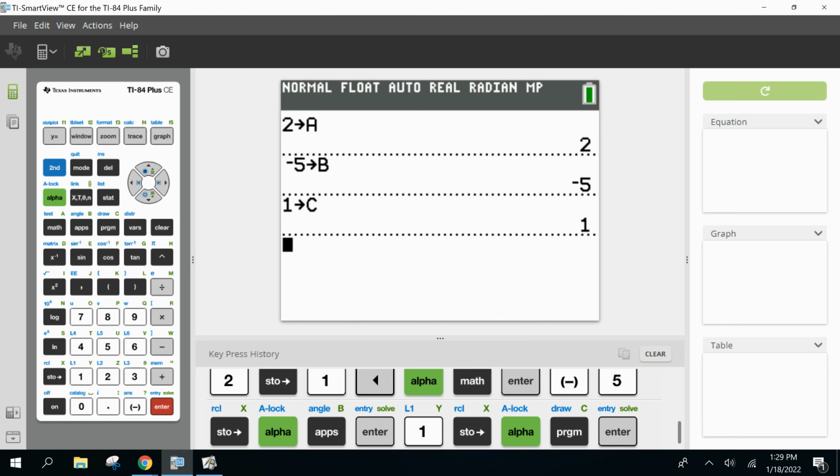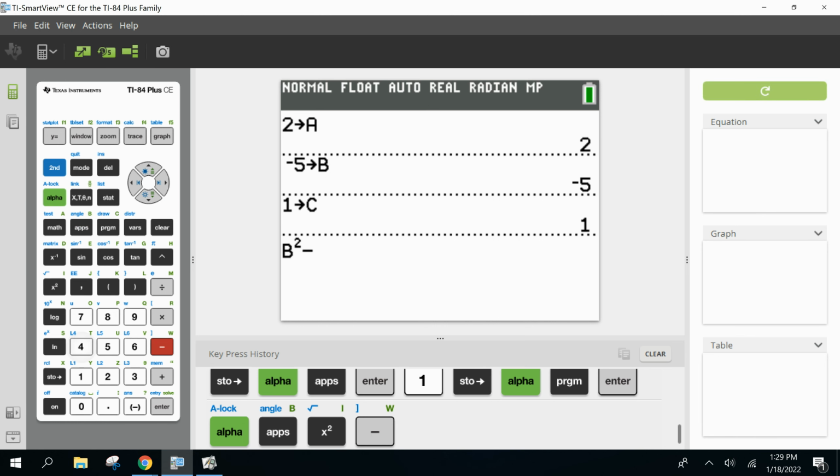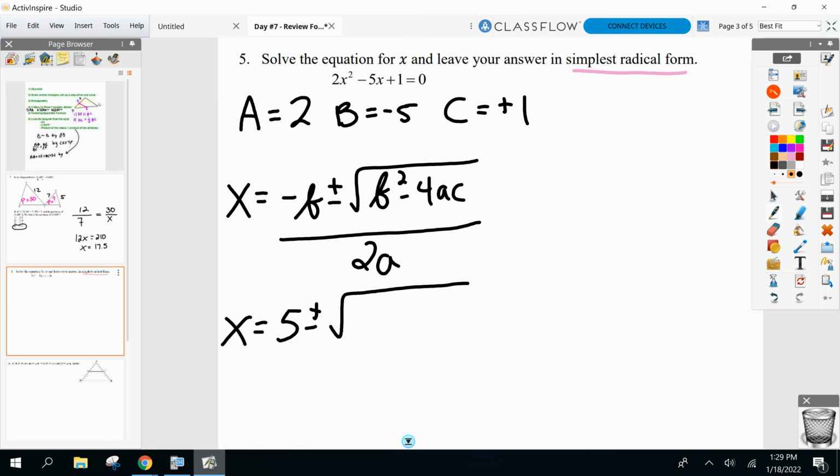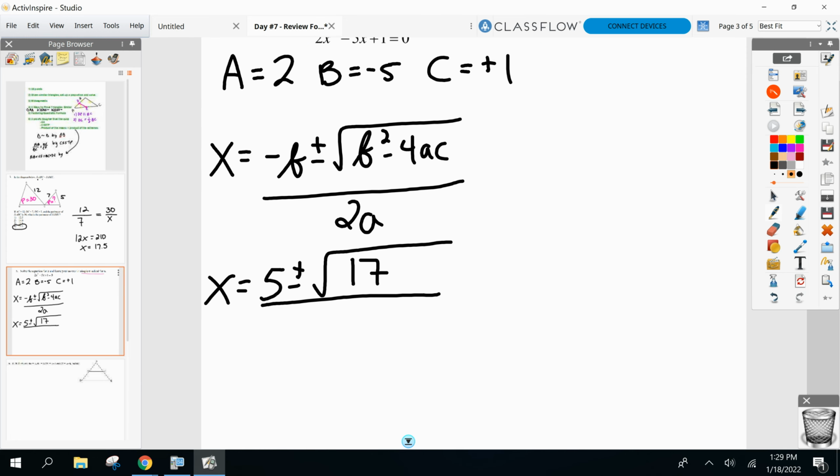And I'm going to let the calculator do the work. B squared minus 4AC. And I should end up with 17 underneath the radical. Yeah, everybody else, 17, confirmed. Let the calculator do it. Now, could a lot of you probably get 17 doing it yourself by hand? Sure. I just worry a little bit with some stuff. 17. All over, what's going in the denominator? I got 2 A's there. 2 times 2, 4.